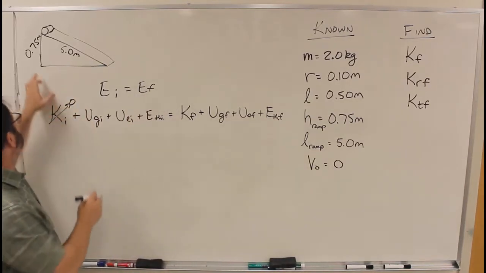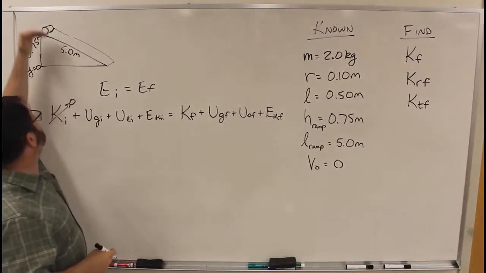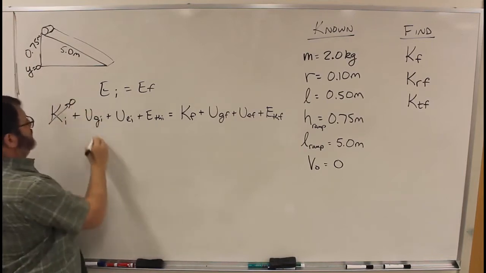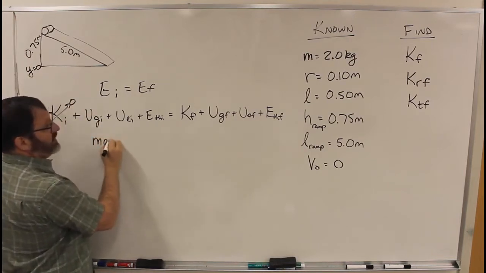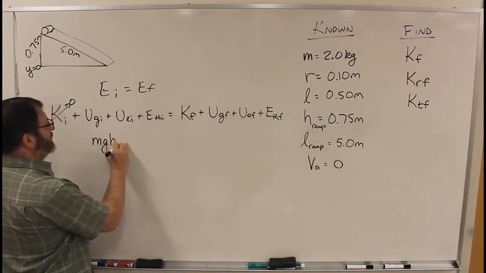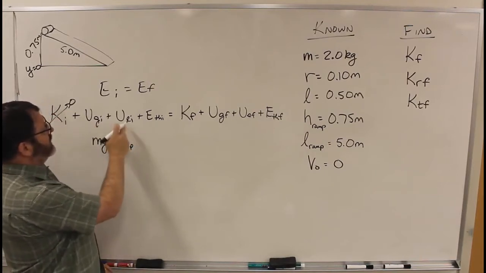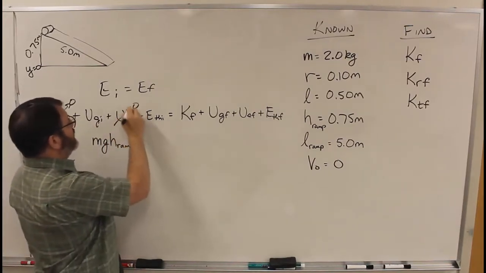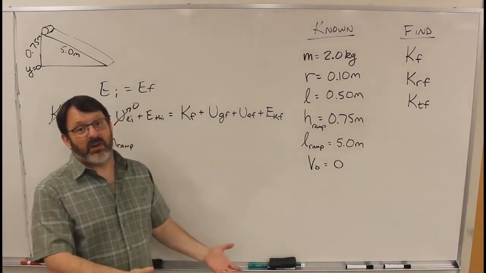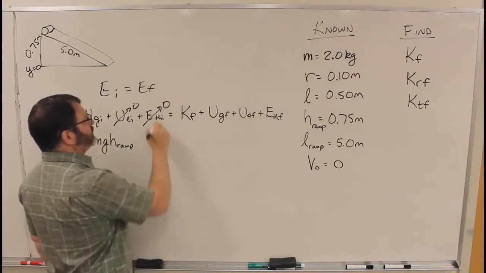So that means this one is 0. Gravitational initial. If I call the bottom y equals 0, then yes, it does have gravitational at the start. It starts with mg, and here I call it h ramp. So mg h ramp is the starting gravitational. There's no spring, so that goes away. Thermal, there is no air resistance or anything like that, so we don't need to worry about thermal.